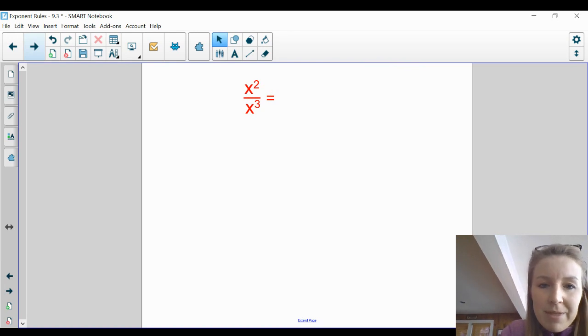Now I'm going to leave you with this. I'm going to let you think about this one on your own if you want. Again, it's a little bit of a preview of what's to come. But otherwise, I hope this next exponent rule made sense to you. And if you have any questions, let me know.